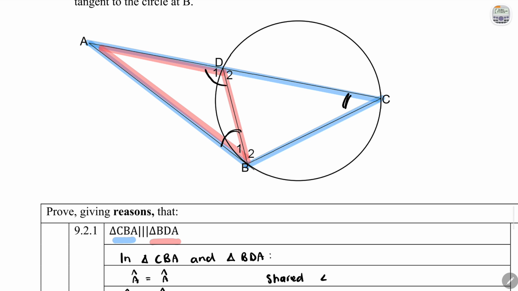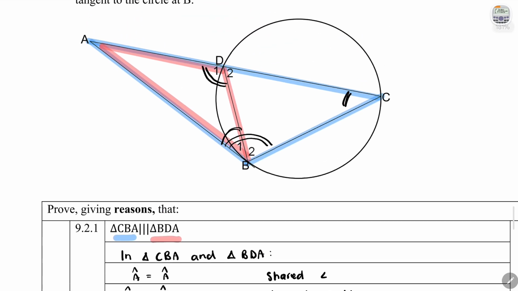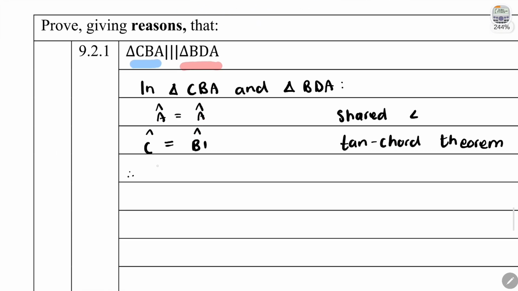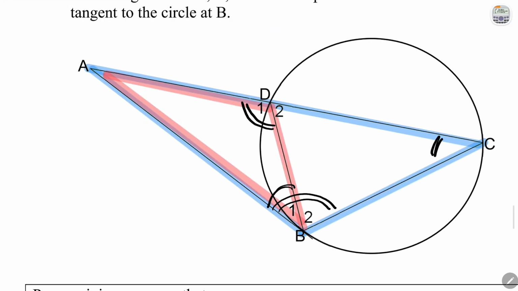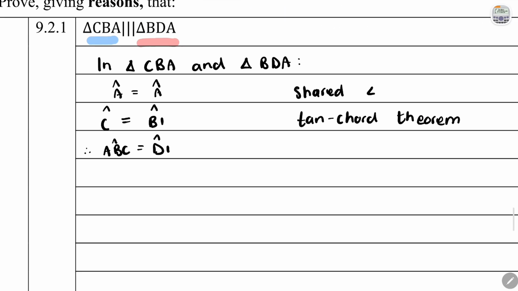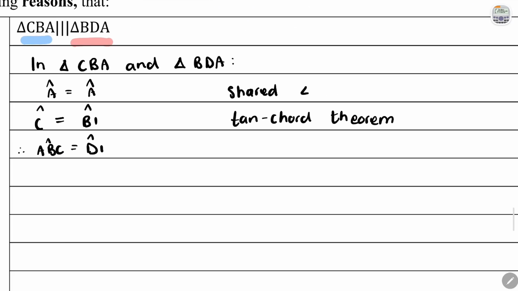So that means that angle D1 is therefore equal to angle B1 plus B2. Okay, because that is the entire angle, that third angle of the blue triangle. Okay, so it means that we can just call this angle ABC. So therefore, angle ABC is equal to angle D1. And you can either say third angle in a triangle or the sum of angles in a triangle.